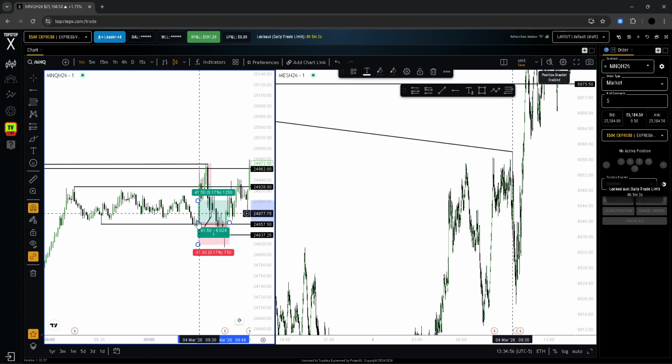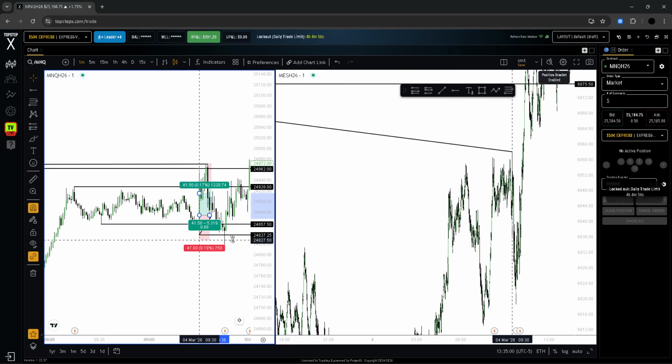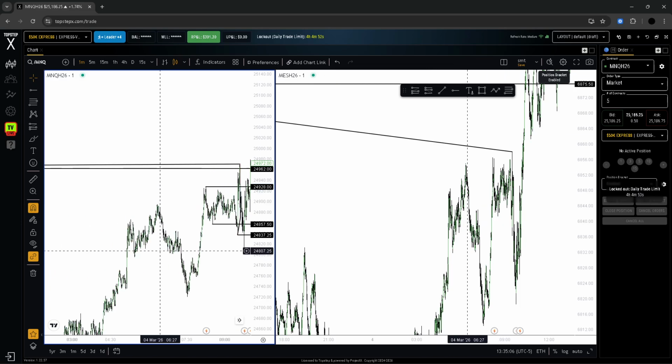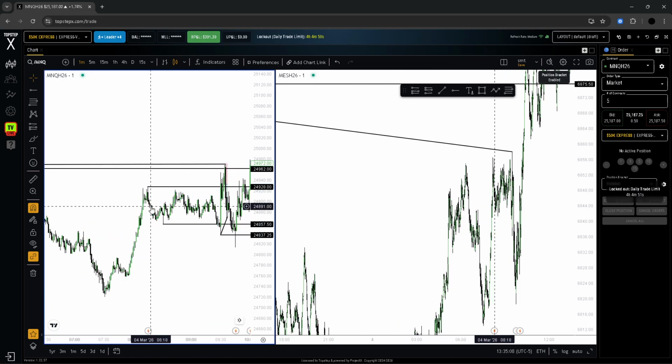I tried taking my entry here. I faded this entry because I didn't calculate the points fast enough. It is what it is. I wasn't tripping. And yeah, I expected these highs to get taken, but whatever. So after that, what happened?